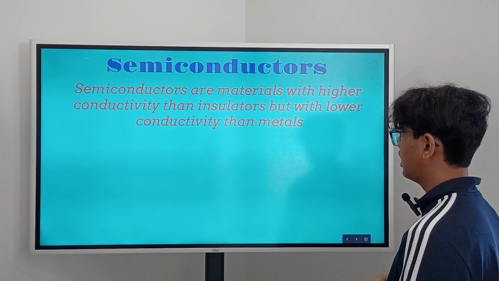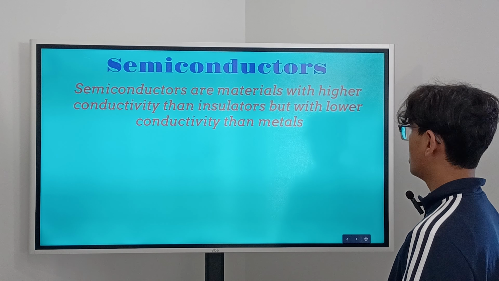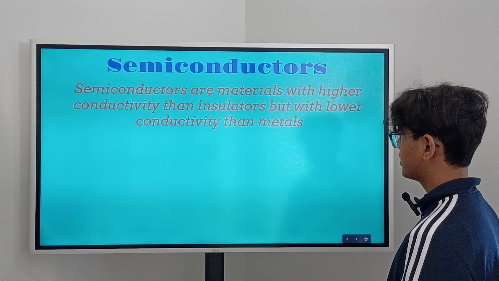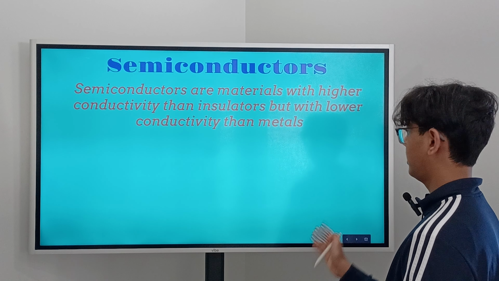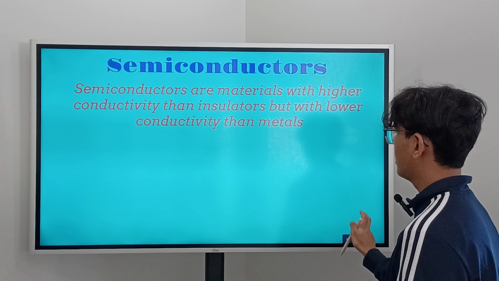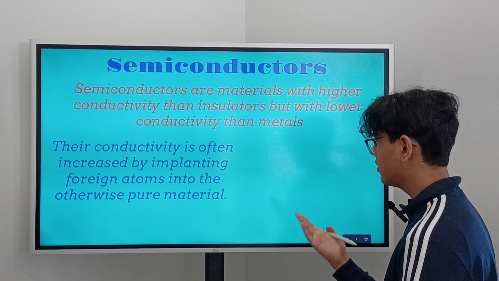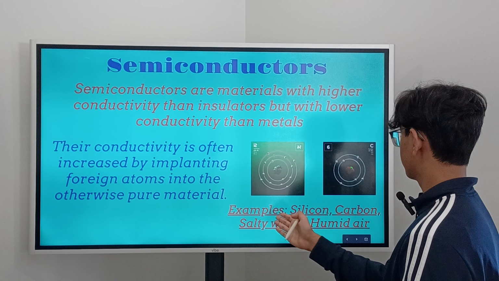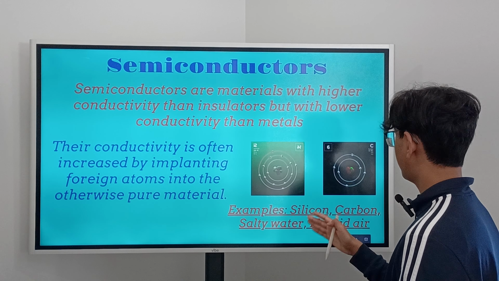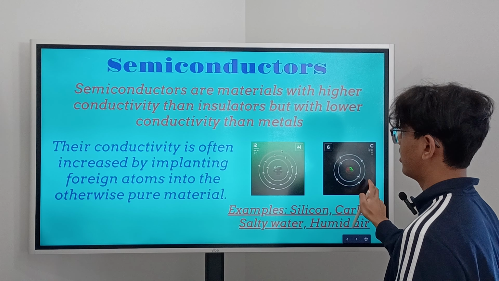And now let's cover what semiconductors are. Semiconductors are materials with higher conductivity than insulators, but lower conductivity than metals. So you can say that semiconductors are in between normal conductors and insulators. Their conductivity is often increased by implanting foreign atoms into otherwise pure materials. Some examples are silicon, carbon, salty water, and humid air. So that's just a little bit of what semiconductors are.